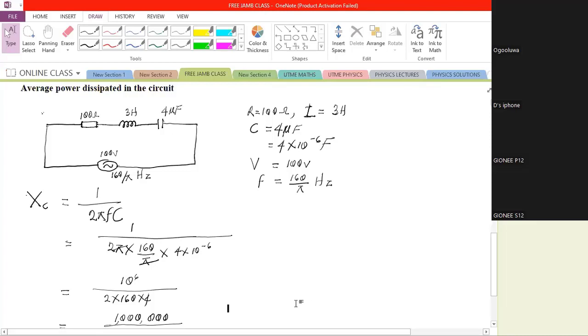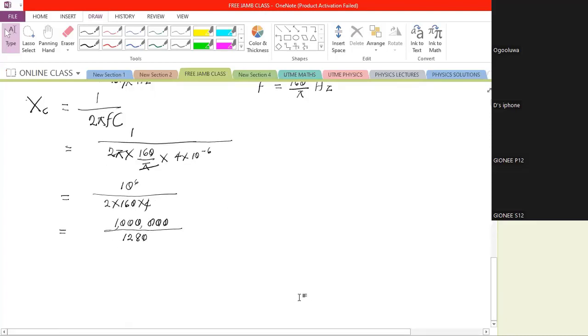So that is from the calculator there. What we have now is 781.25 ohms.